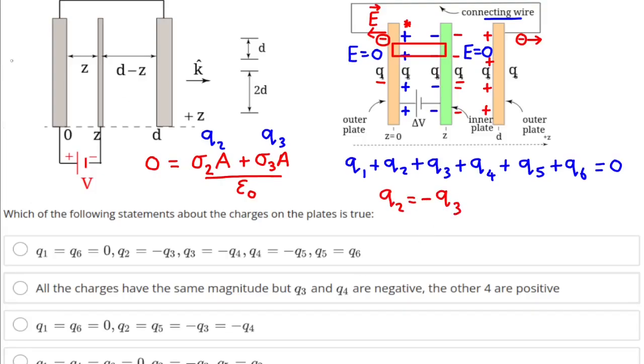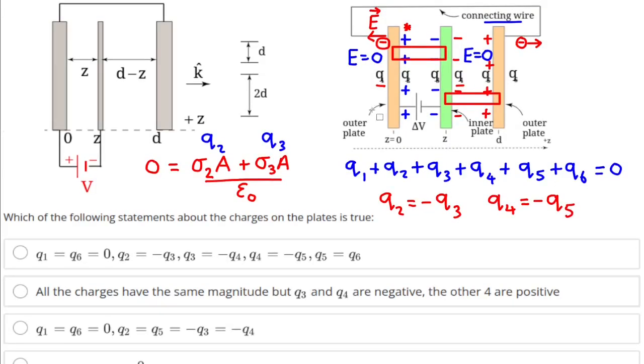And therefore Q2 is equal to minus Q3. And by the same argument, if we took a Gaussian surface inside the body of these 2 conductors, we get Q4 is minus Q5. And if we take a Gaussian surface that cuts into the regions outside the capacitors, we know the net enclosed charge is 0 from this equation, so the electric flux through both surfaces is 0, or the electric field outside the system is 0.